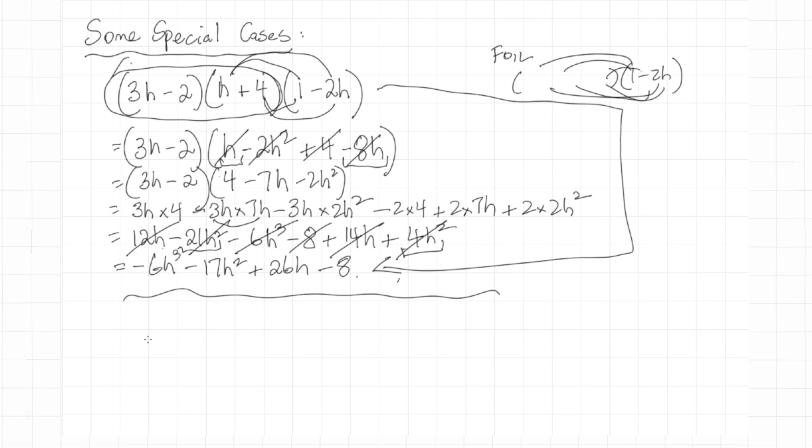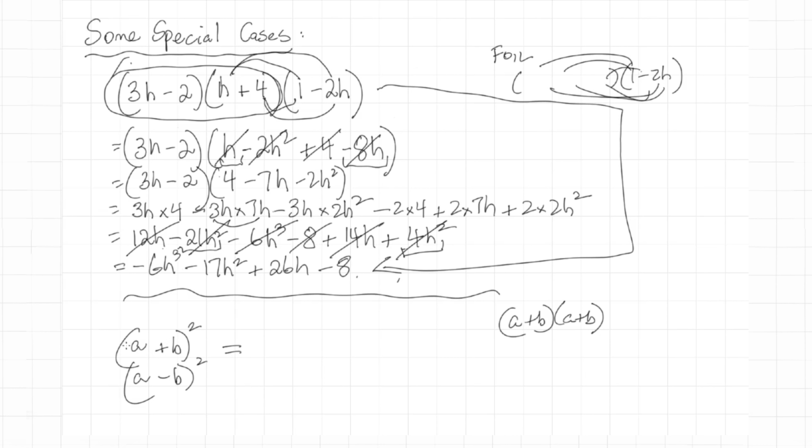Another two that are worthwhile remembering are perfect squares, so a minus b and a plus b squared. Now you could use FOIL, you could write it a plus b, and then use FOIL, but probably it's worthwhile remembering how to get straight to the end result.